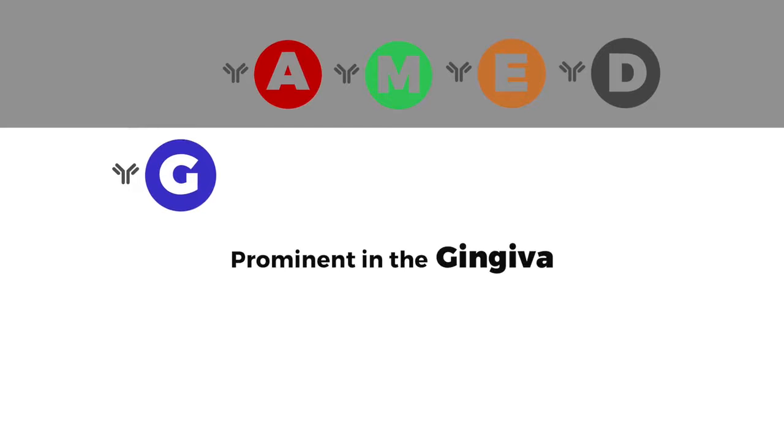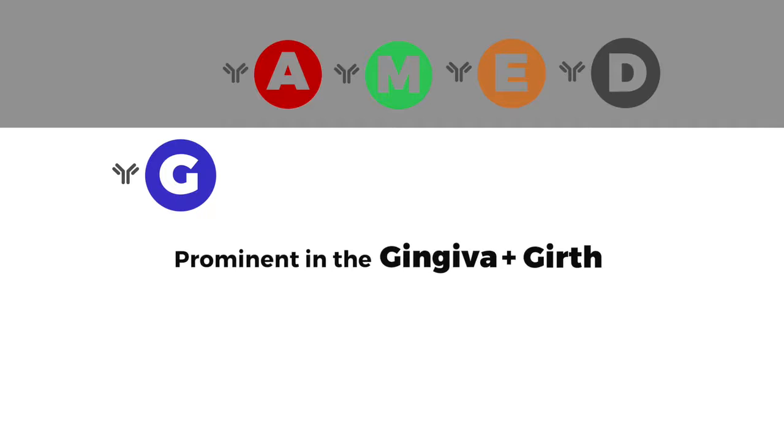For G, remember, it's prominent in the gingiva, okay? Make sure you get that. Make sure you also know girth. It's the most common. It's the most prevalent, okay? Be all over that on the test.